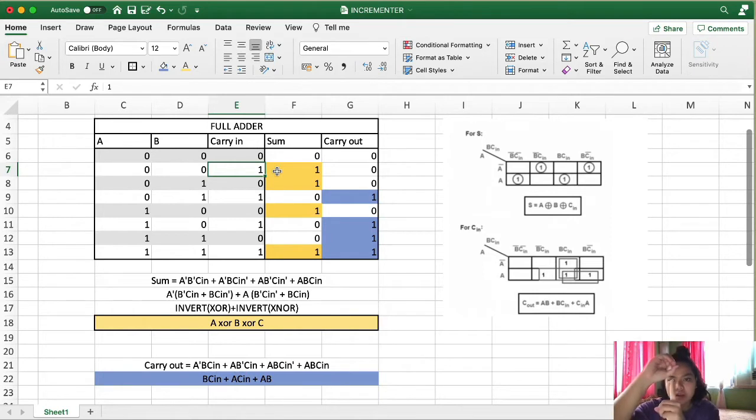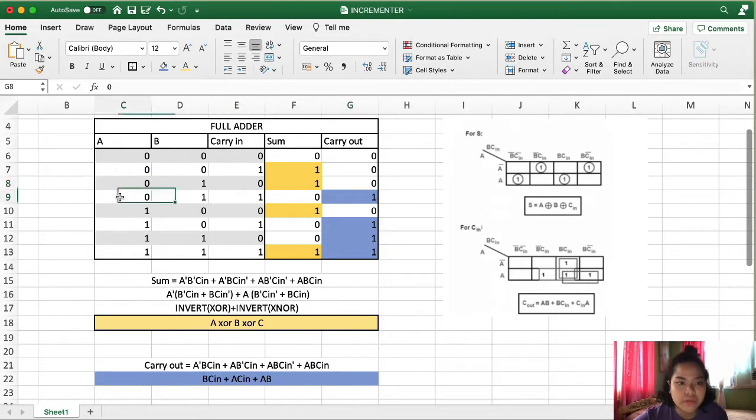0 and then 1. So over here in our line, it will sum as 1. And since we did not carry anything over, our carry out is still 0. And the same could be said for our third row. It will just be 0 plus 1, it's still 1. Then 1 plus 0 is still 1 with no carry out.